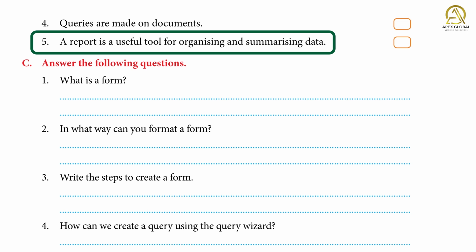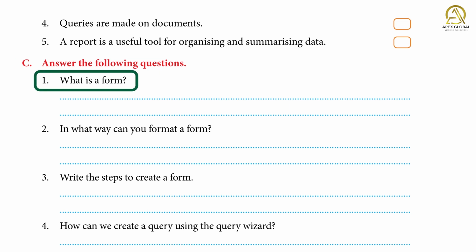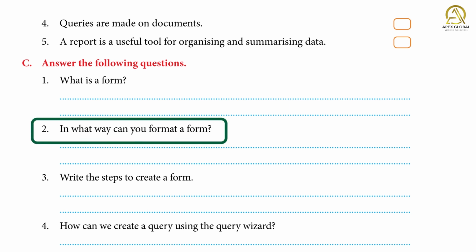Answer: true. C. Answer the following questions. 1. What is a form? Answer: a form is a device for gathering data in a sequential style. Frequently, whoever creates the form has all the necessary fields for the required data. 2. In what way can you format a form? Answer: ways to format a form.